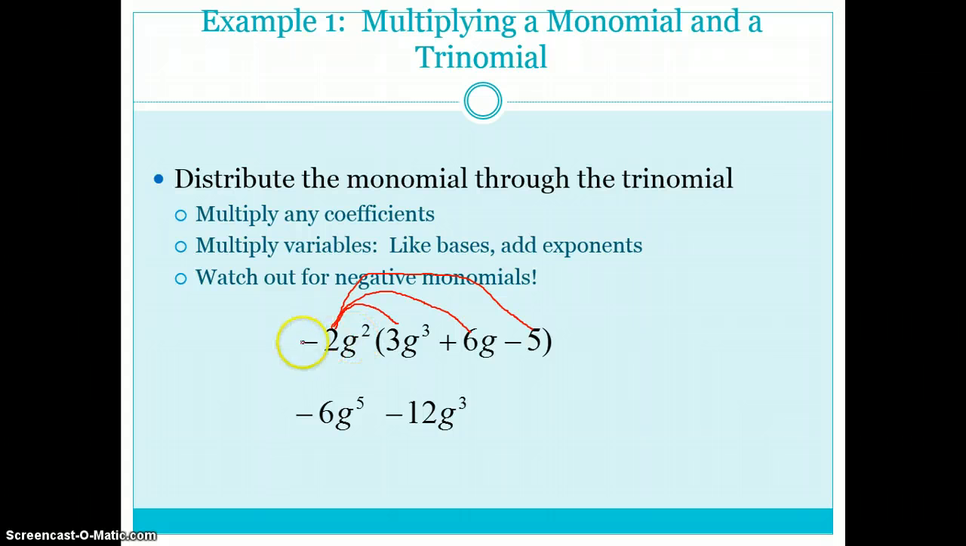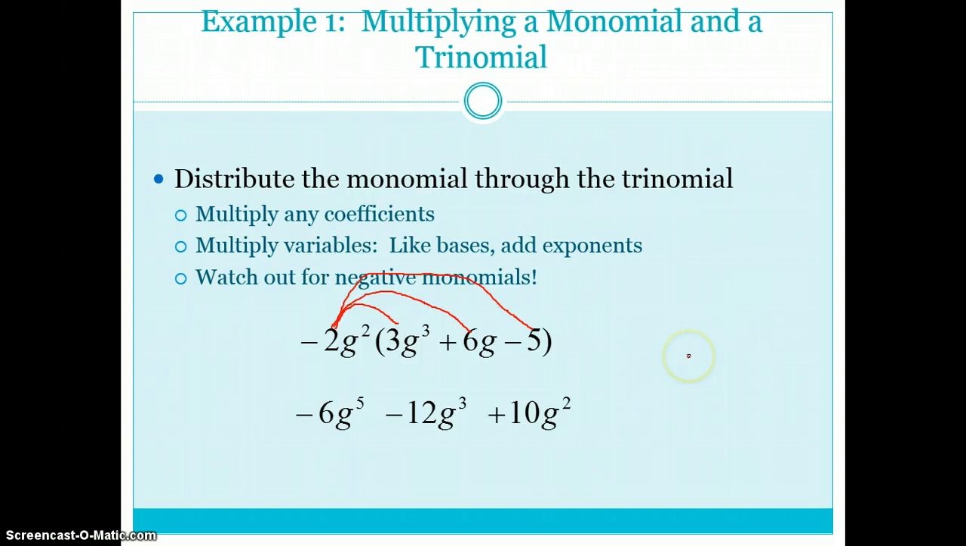And then the last one, two negatives make a positive. 2 times 5 is 10. g squared times g to the 0, if you will, or just nothing there. I can write the g squared. All right. So again, multiply any coefficients. 2 and 3 is 6. 2 and 6 is 12. 2 and 5 is 10. Don't forget the negatives with changing your sign. So positive became negative. Positive became negative. Negative became positive. All right? That is the first example.